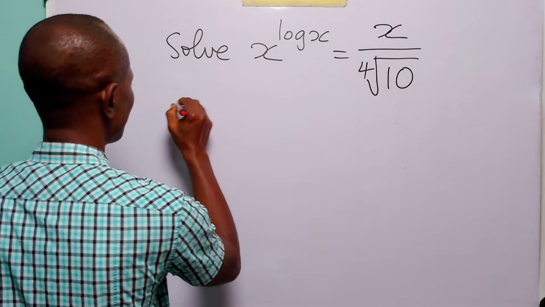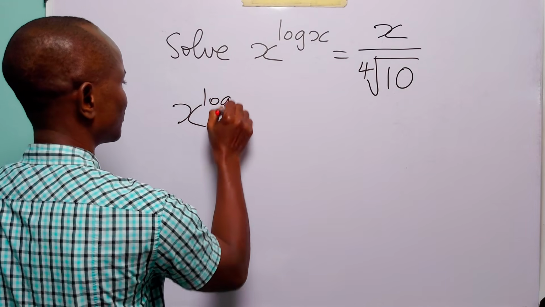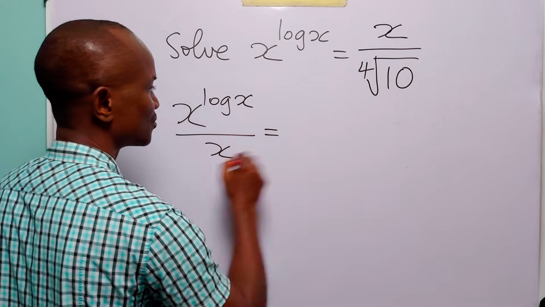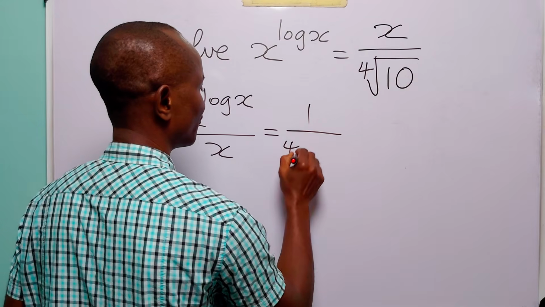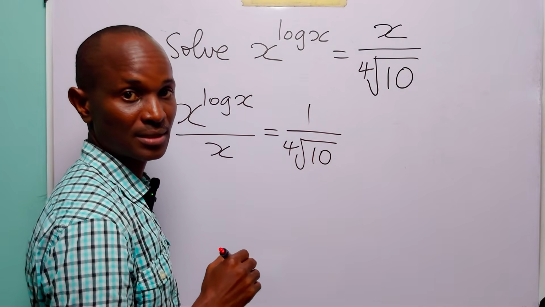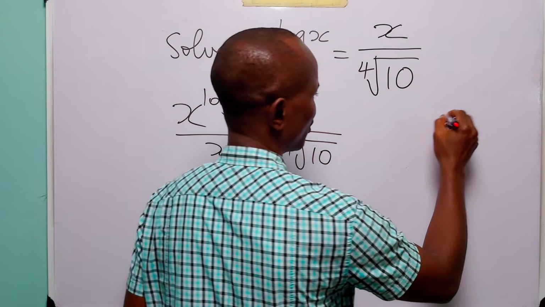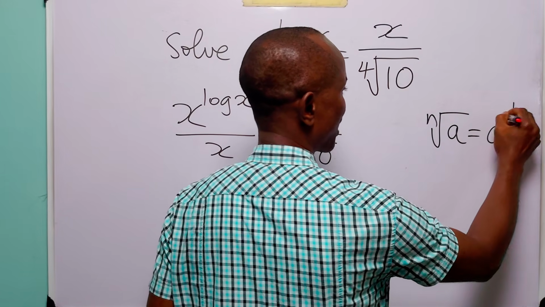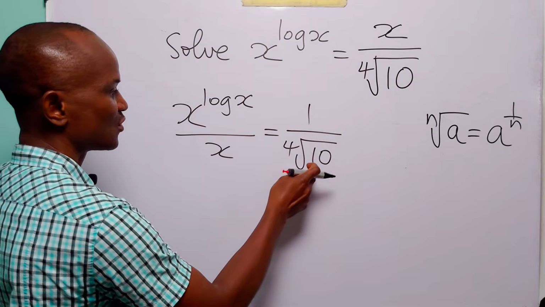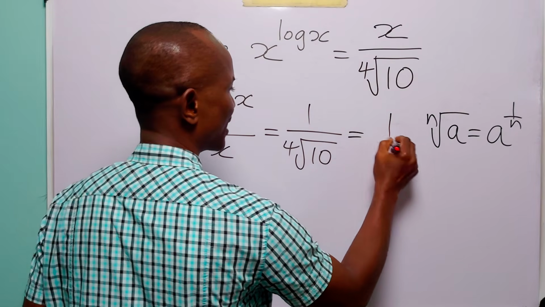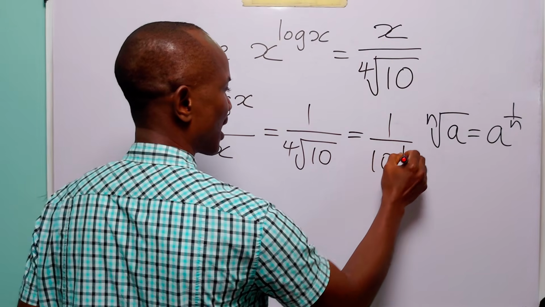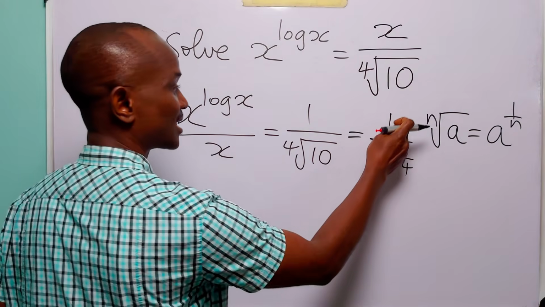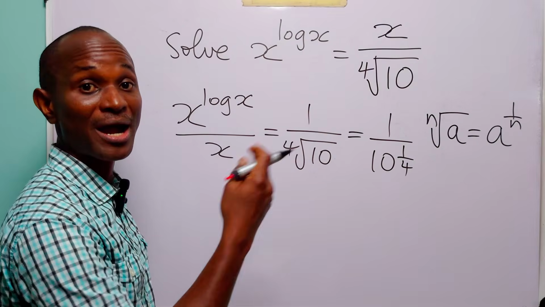So when we do this, we have x to the power log x divided by x is equal to 1 over the fourth root of 10. Now let us remember that according to our laws of indices, the nth root of a is equal to a to the power 1 over n. So this is going to be equal to 1 over 10 to the power 1 over 4. And of course, we know that 1 is equal to 10 to the power 0.